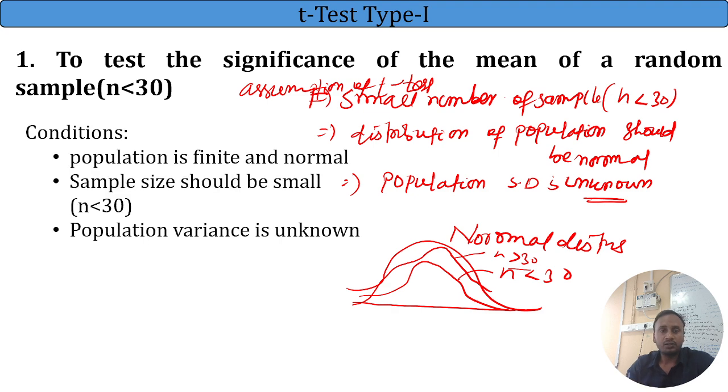So in that case we'll have different cases. The first one is to test the significance of the mean of a random sample of a single population. In that case, what will be there? First, the population should be finite, and that should be, just 1 minute.